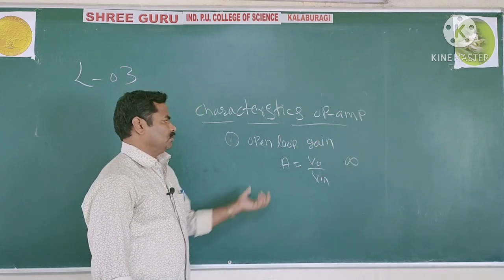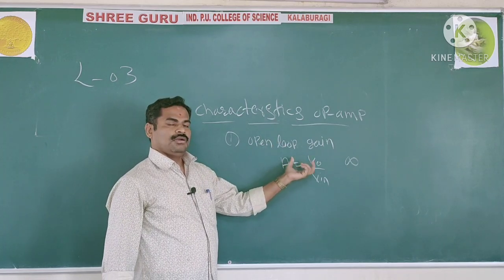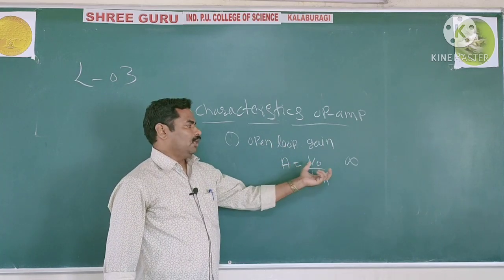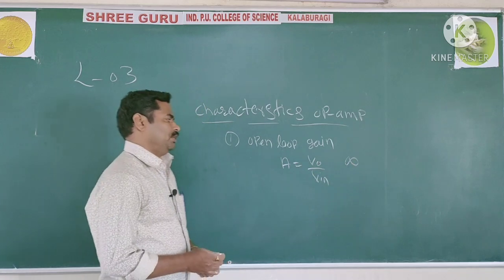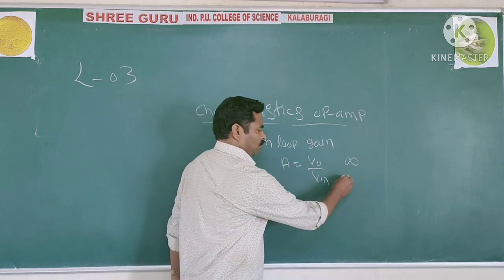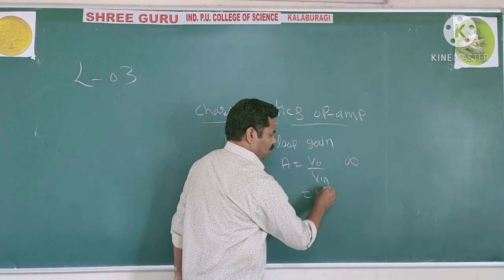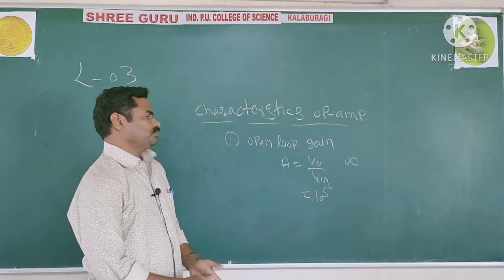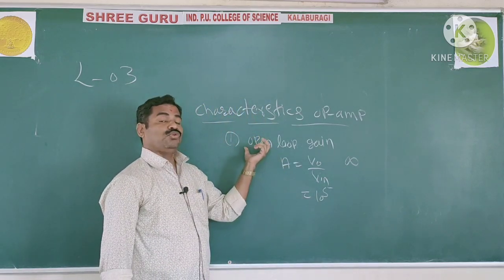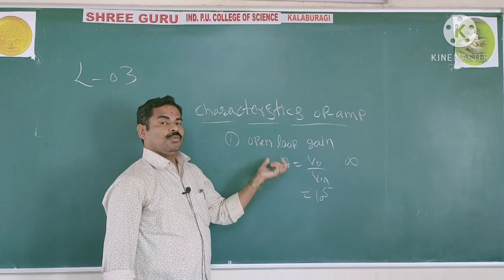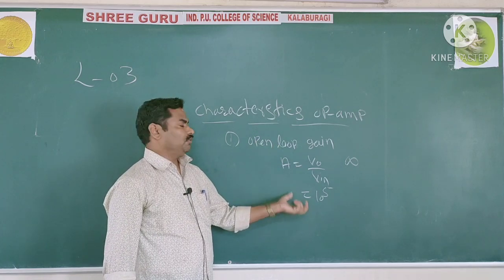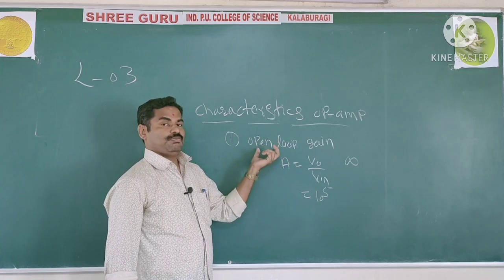For open loop gain, which is nothing but gain without feedback, ideally it is infinite, but practically it is nearly about 10⁵. It means we have a very high open loop gain. That is the first important characteristic.